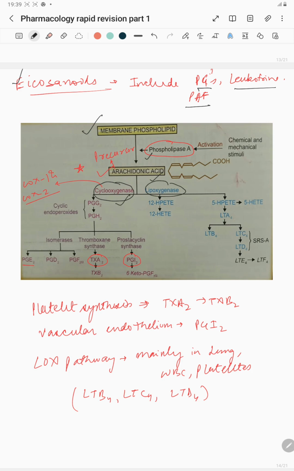The cyclooxygenase pathway gives rise to prostaglandin PGG2 and PGH2, which further give rise to other prostaglandins and derivatives. Isomerase gives PGE2, PGD2, and PGF2 alpha; thromboxane synthase gives thromboxane A2, further thromboxane B2; and prostacyclin synthase gives PGI2, that is prostacyclin. Next, we have the lipooxygenase pathway, which gives rise to leukotrienes. The main leukotrienes are leukotriene B4, C4, and D4.